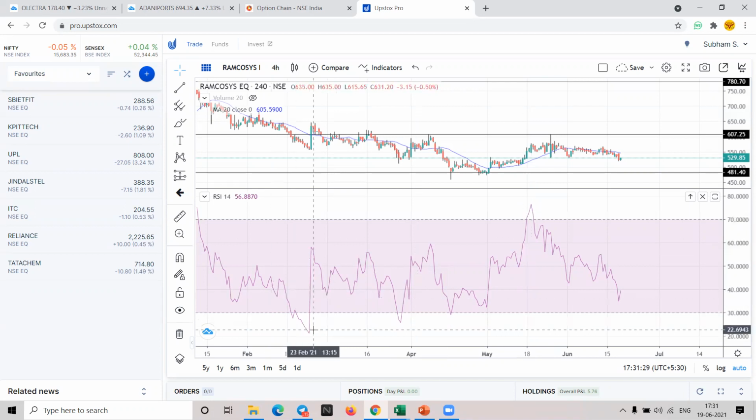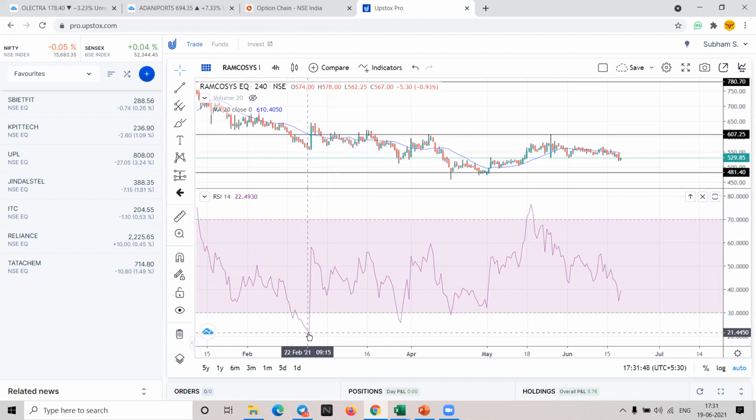If the RSI value is below 20, that means it is oversold. A lot of selling has happened, it can reverse anytime. That is how people use it. Clear?